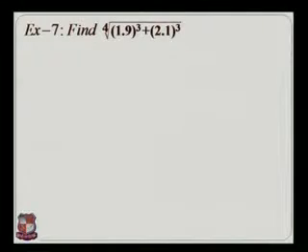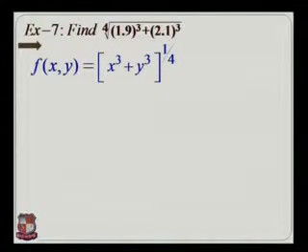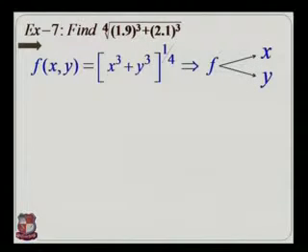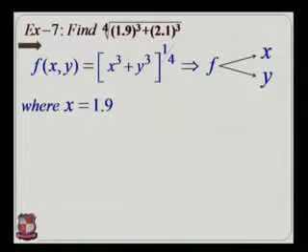plus 2.1 raised to 3 raised to power 1 by 4. So, f of x, y is (x cube plus y cube) raised to power 1 by 4, where function f is a function of x and y. X is equal to 1.9 from the data. We take the first variable as 1.9 and the second variable is 2.1.